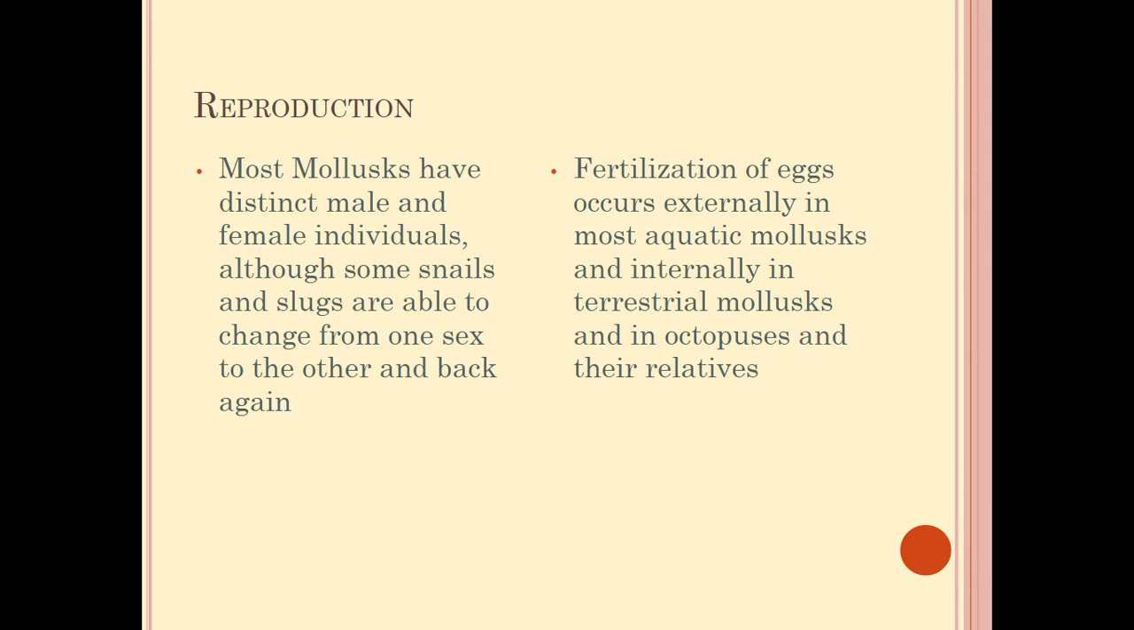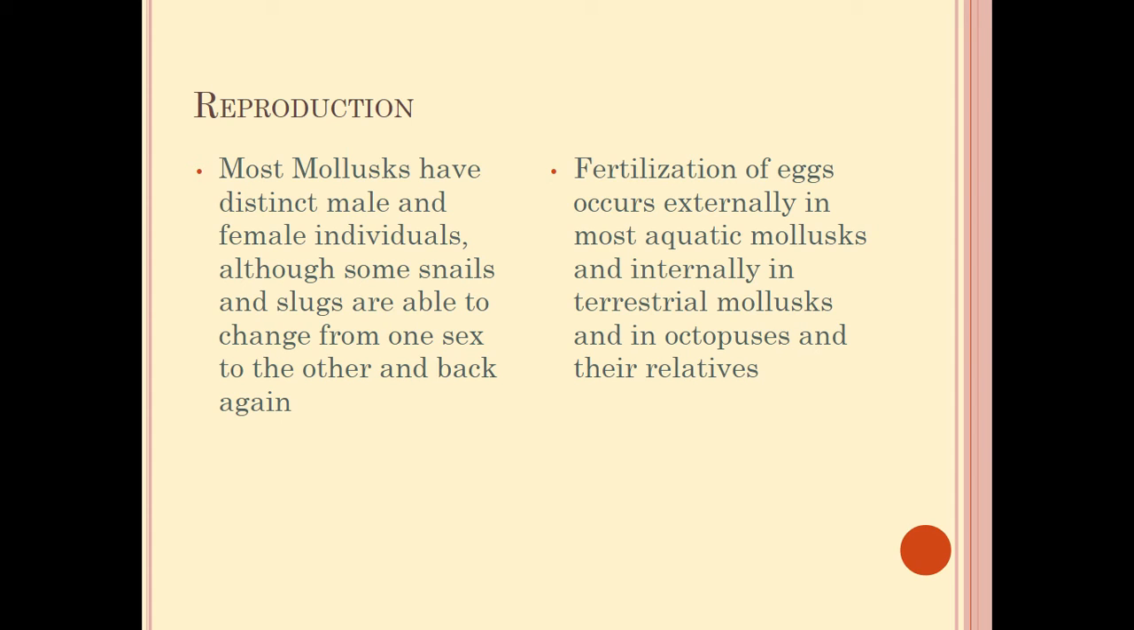Most mollusks are able to reproduce through sexual reproduction. So most mollusks are either male or female, which is different than other species before this, because they could be hermaphroditic. Some are, but most will stay either male or female. They can't go back and forth between those. Fertilization of the egg occurs externally, not internally, for most aquatic mollusks. So most, usually, but we do have some exceptions.